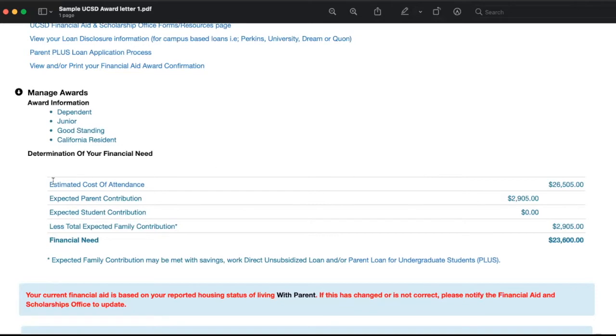The first one is estimated cost of attendance. This estimated cost of attendance for an in-state student is about $26,500. Now, this may seem a lot. However, I just want to highlight that "estimated" is a big component when looking at the cost of attendance for a school. I'll break down cost of attendance a little bit more later, but that's the first part.